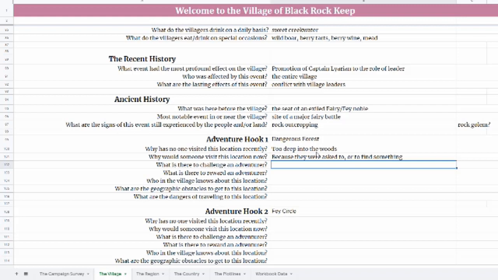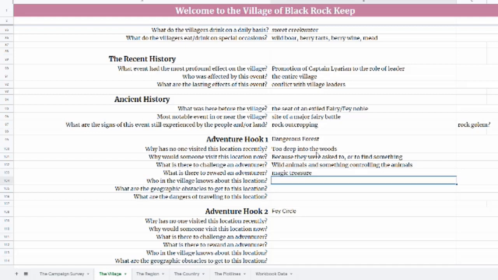What is there to challenge an adventurer? So we have wild animals and something controlling the animals. What is there to reward an adventurer, beyond a reward that somebody in the village would give them to go on this quest? What is out there that could be gathered? And if there's something or someone controlling the animals, there may be some magic treasure there. Who in the village knows about this location? We have Doc, who has been studying, getting drips and drabs of information, so he knows the most about that location.